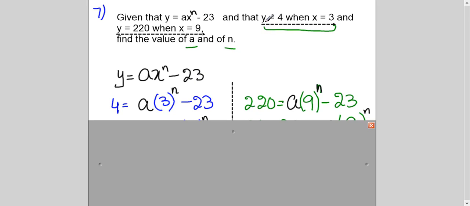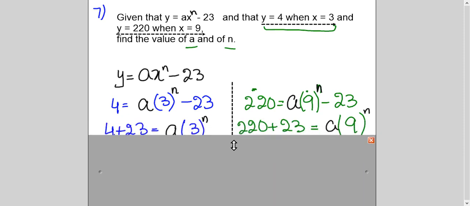One condition is when Y is 4, X is 3. So in place of Y, I'm writing 4. In place of X, I'm writing 3. This is condition number 1. I will simplify it. Condition number 2, Y is 220 and X is 9. So you can see I have written 220 and 9 here. The remaining is the same. I'm using a different color so that at first glance it gives you a different expression. Same color does not help us.